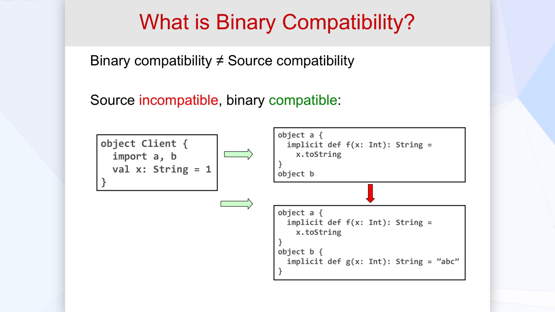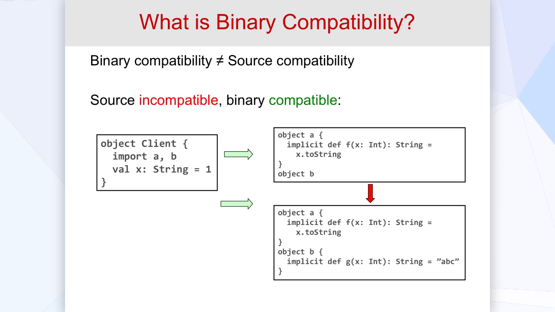So here you have an example which is binary compatible but source incompatible. You have the server side, an object with an implicit definition f, and on the client you import both a and b, and you assign 1 to a string, which of course you shouldn't do, so this is a completely synthesized example. I don't recommend anyone write an implicit conversion like this one, but just for the sake of the argument, let's throw in another one which does another conversion from Int to String.